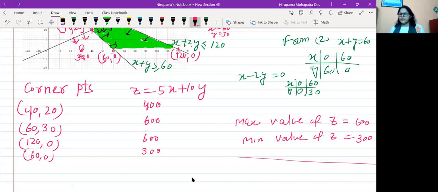And after finding the corner points, then what will you do? You have to find the value of Z at each of the corner points. The corner point where Z is maximum gives you the maximum value of the objective function, and where it is minimum, you get the minimum value of the objective function.